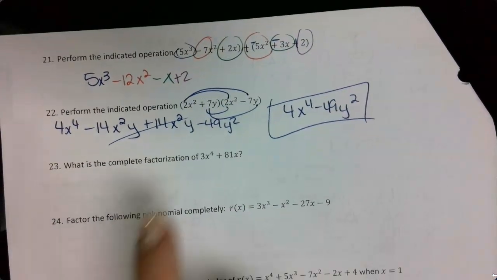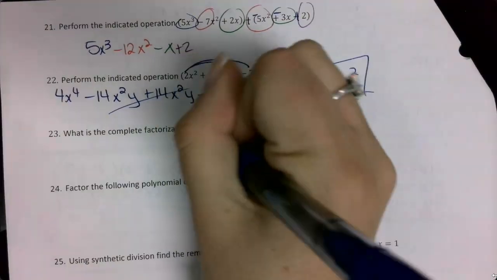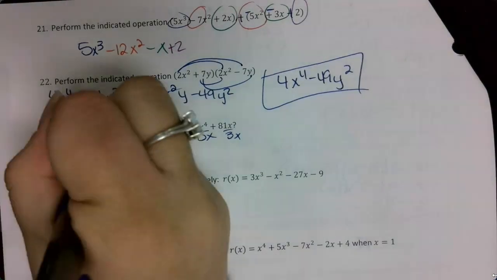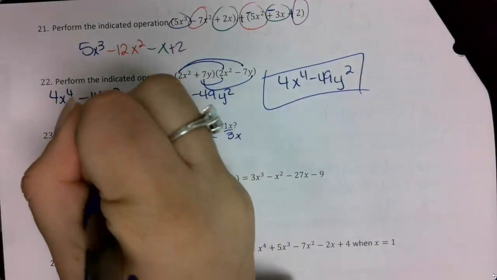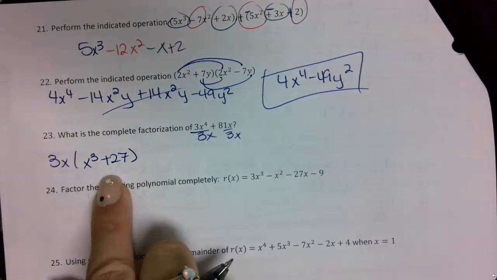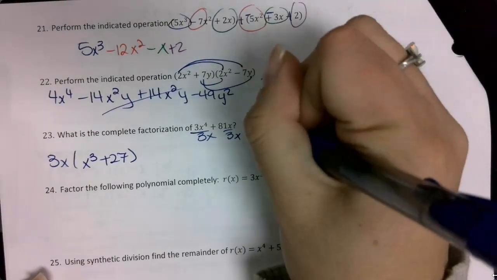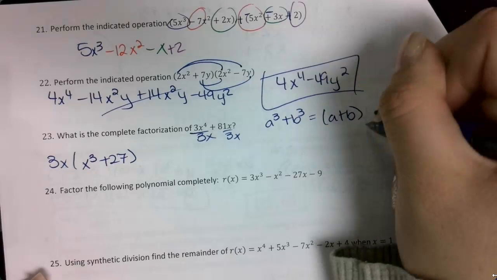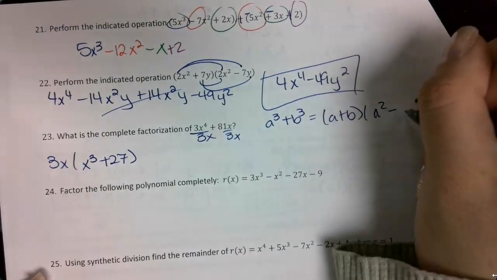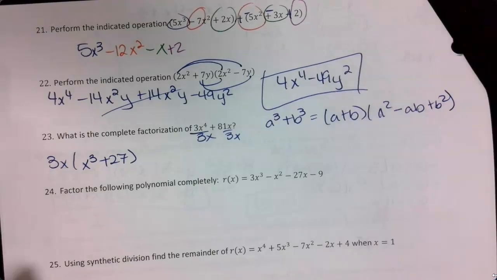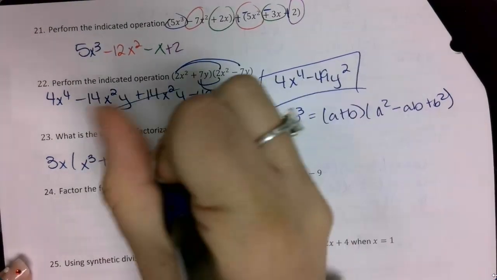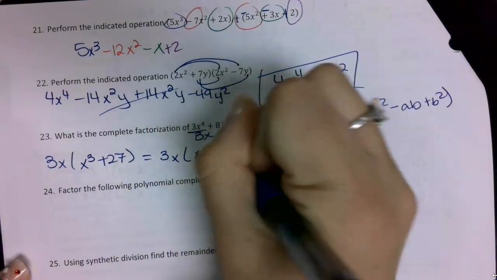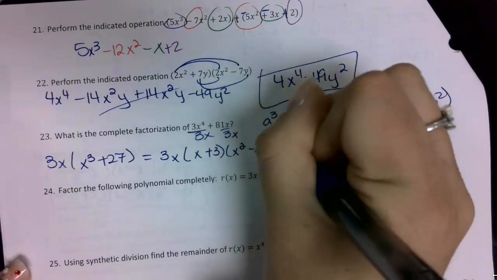This one wants me to factor it. Both of these terms can be divided by 3x. So I have 3x times x cubed plus 27. I could take the cube root of 27, it gives me 3, so this is in the form a cubed plus b cubed, which means it's going to factor to a plus b times a squared minus ab plus b squared. The cube root of 27 is 3. So I have x plus 3, and then I have x squared minus 3x plus 9.